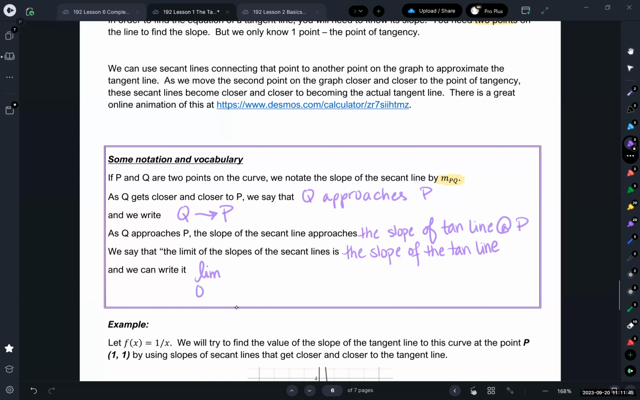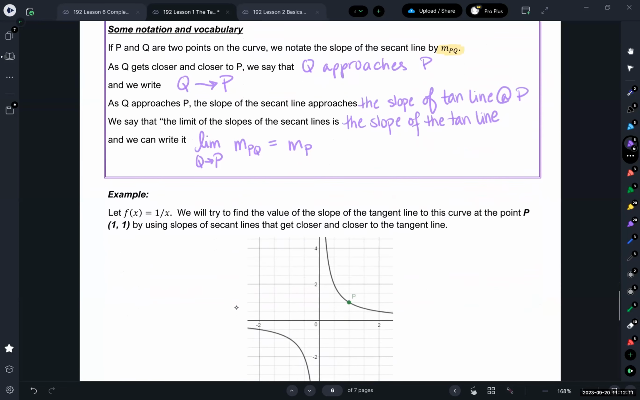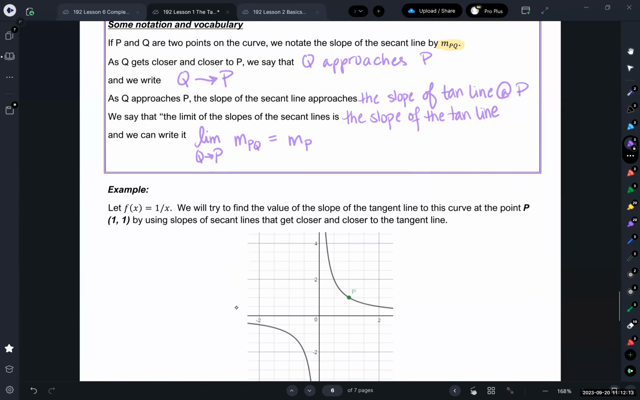LIM, and underneath that, we indicate what's approaching what. So the limit as Q approaches P, and then of those secant line slopes, which we denote with M sub PQ, equals the slope of the tangent line, which will be M sub P. So that's just introducing that limit notation. We're going to do a lot more with it in a later section, but just getting an idea of what it's going to look like when we get there.